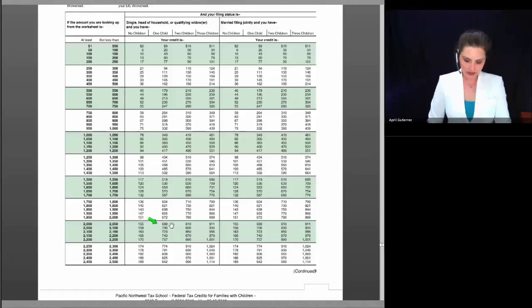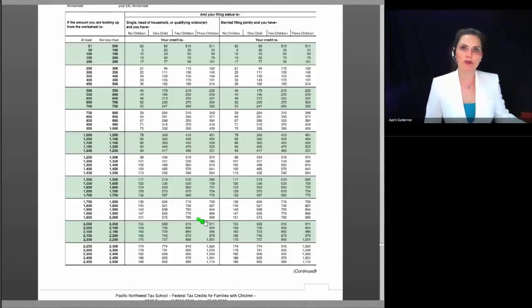And if I take 2,000, multiply it by 40%, I get $800. Now I'm a little bit under the amount showing on the table instead of a little bit over. And if I take 2,000, multiply that by 45%, I get $900.